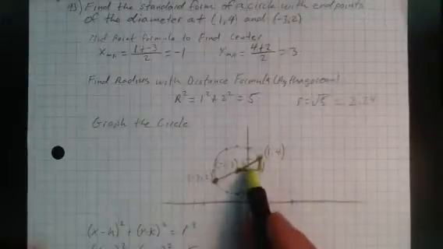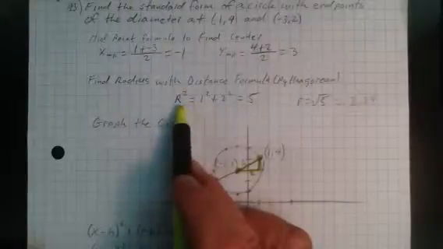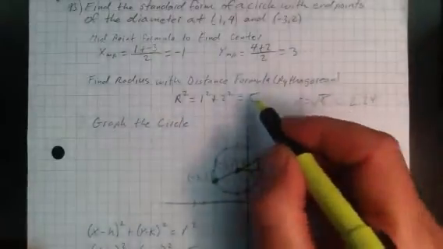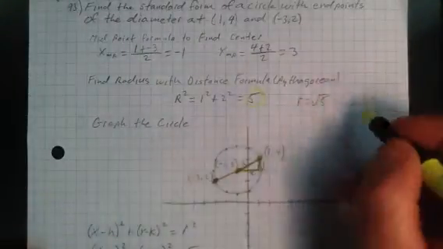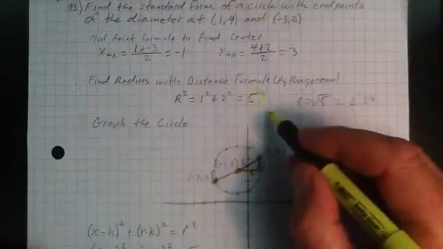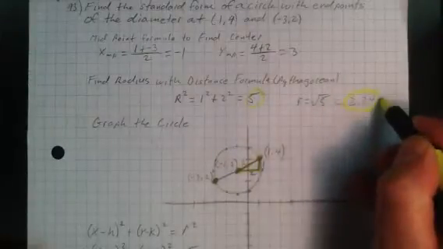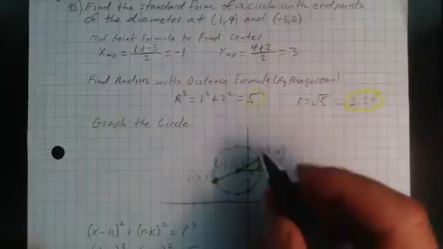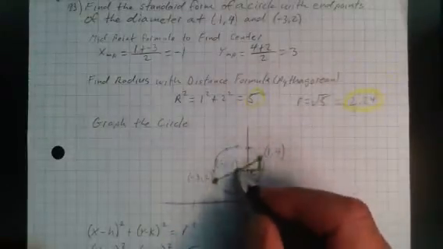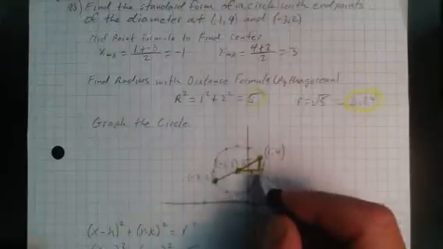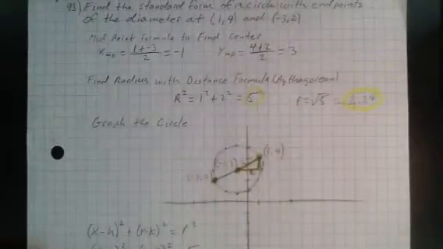Otherwise, I can just realize that I have a simple little right triangle here, and r squared is going to be the hypotenuse. All right, so r squared then is 5. Radius itself is the square root of 5, which is about 2.24, just an approximation. So I come up 2 1/4 units, go over 2 1/4 units, and draw my circle. All right, there you go.